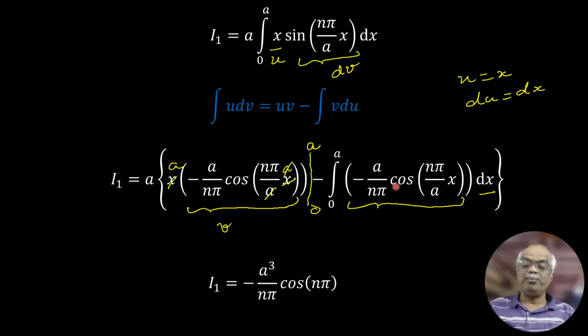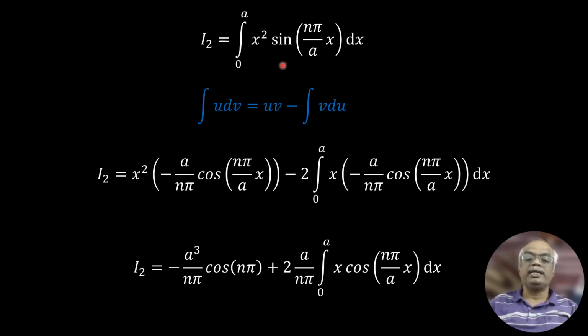If you integrate this cos x, you will get sin x. When you apply the upper limit, a will get cancelled. You will get sin n pi. Sin n pi is 0. Naturally, sin 0 also 0. So this will be always 0. So you will get only the non-zero value for the upper limit of the first term, which is I1 equal to minus a cube divided by n pi cos n pi. Then we will move on to the next integration.